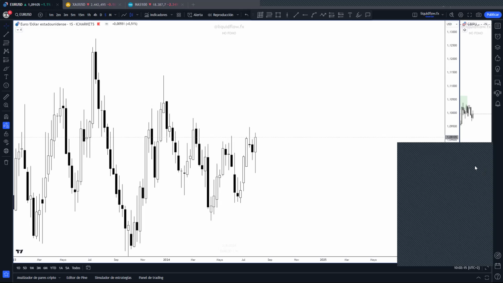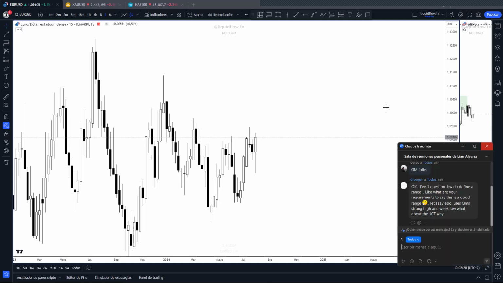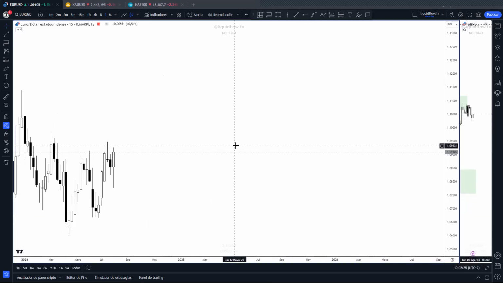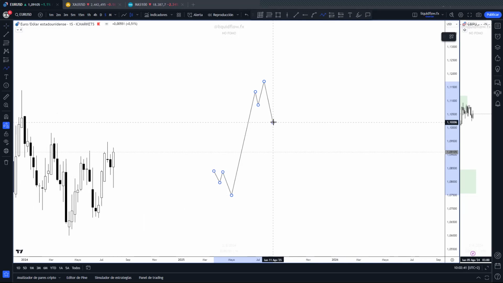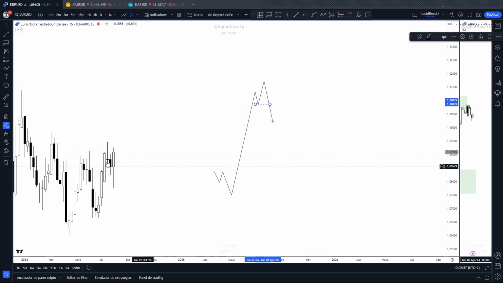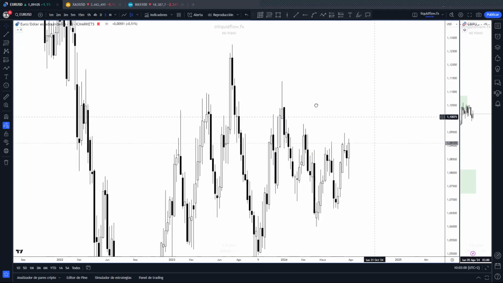Okay, how to define a range? Well, there exist many ways to define the range. I know ICT defined it another way, and I don't remember right now how they did it, but you can also use these two candles like before. For me, I don't need this, because it creates a fair value gap, so probably I want to see some sells. For me, the range is from the high to the low.